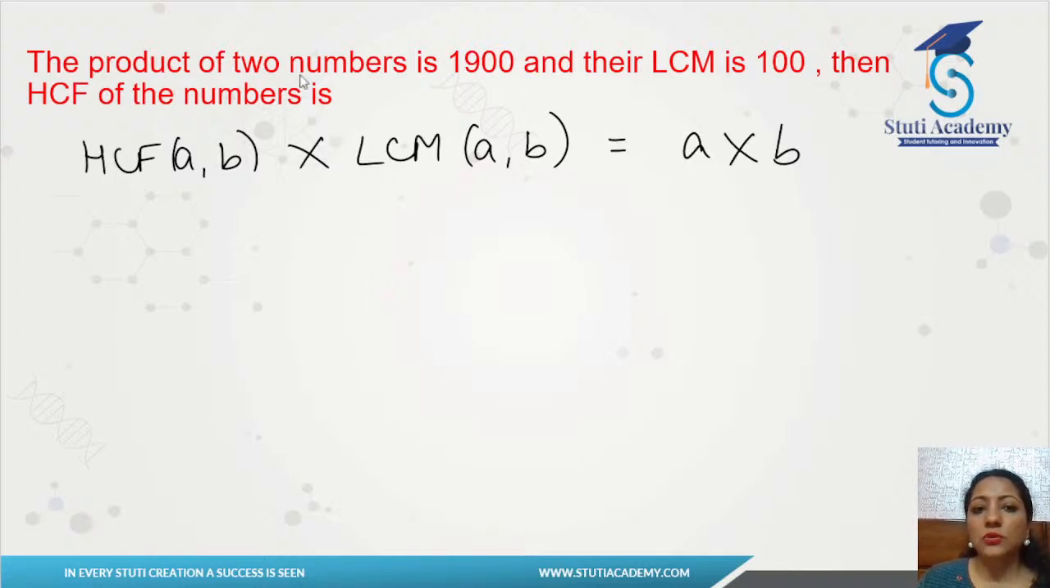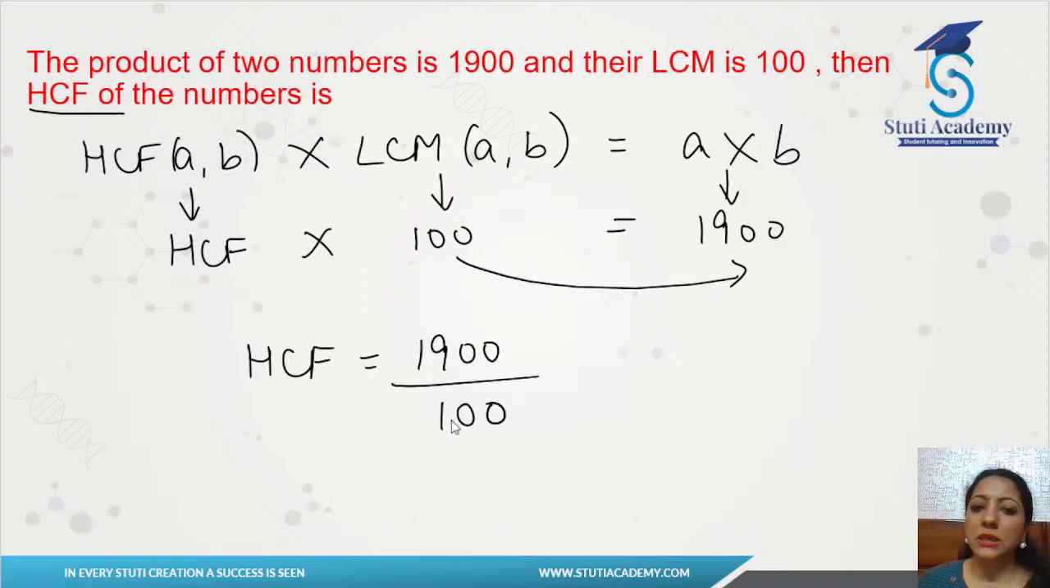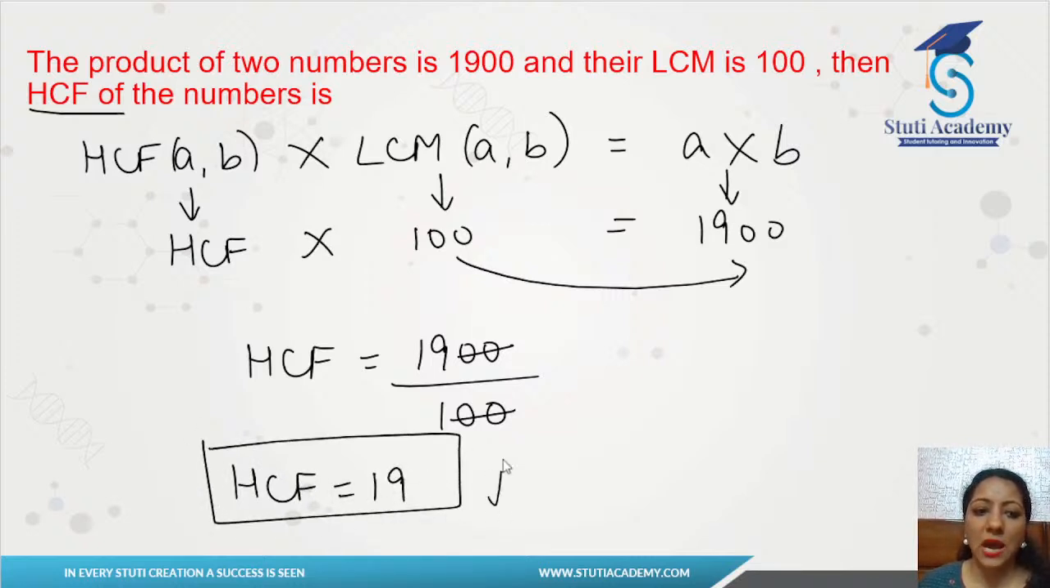Now, the product of the two numbers is 1900. We know that this is 1900. And the LCM is 100. We know this is 100. We have to solve for the HCF. So I'm going to replace it right here with HCF. That's all. Now take this 100 to the other side. We will get HCF is equal to 1900 over 100. We can cancel out the zeros, and finally we will have HCF as 19. So HCF of the given numbers is 19. Have you all understood, children?